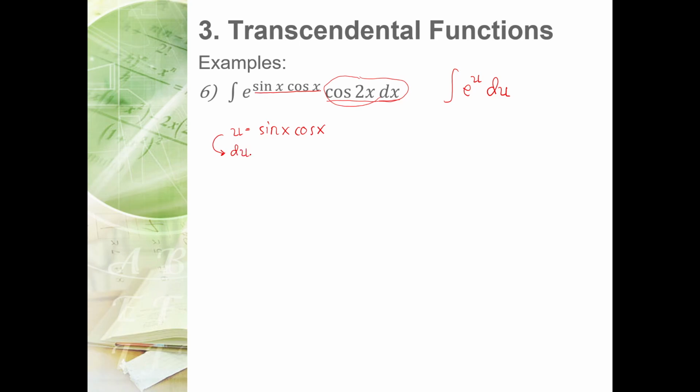So du is equal to, so again, that's a multiplication of two different terms. So let's say this one is u, this one is v. U dv plus v du. So sine x, then the derivative of cosine is negative sine x, plus v du. So v, that's cosine x. Then du, the derivative of your sine function is cosine, so cosine x.